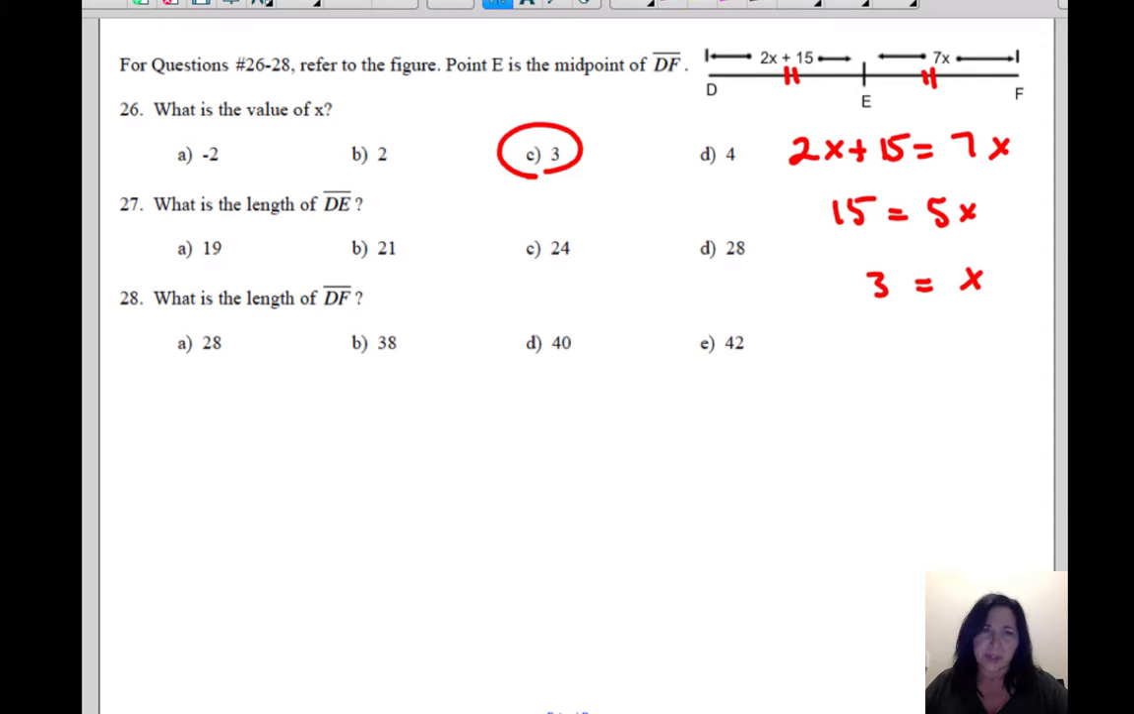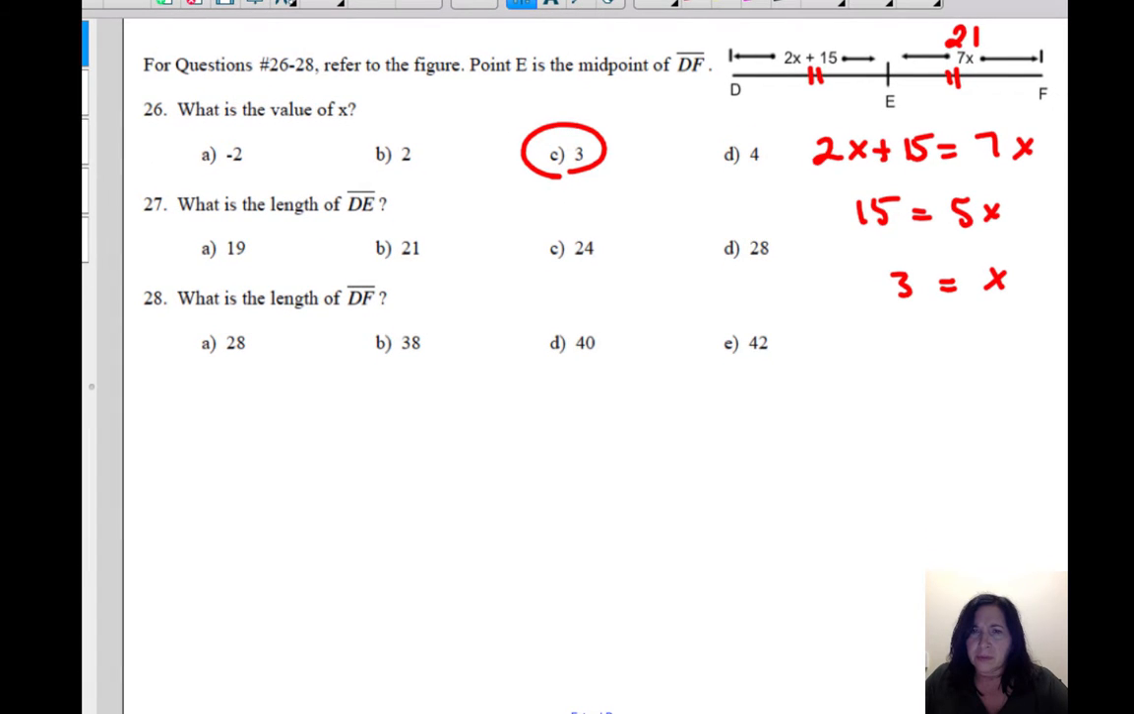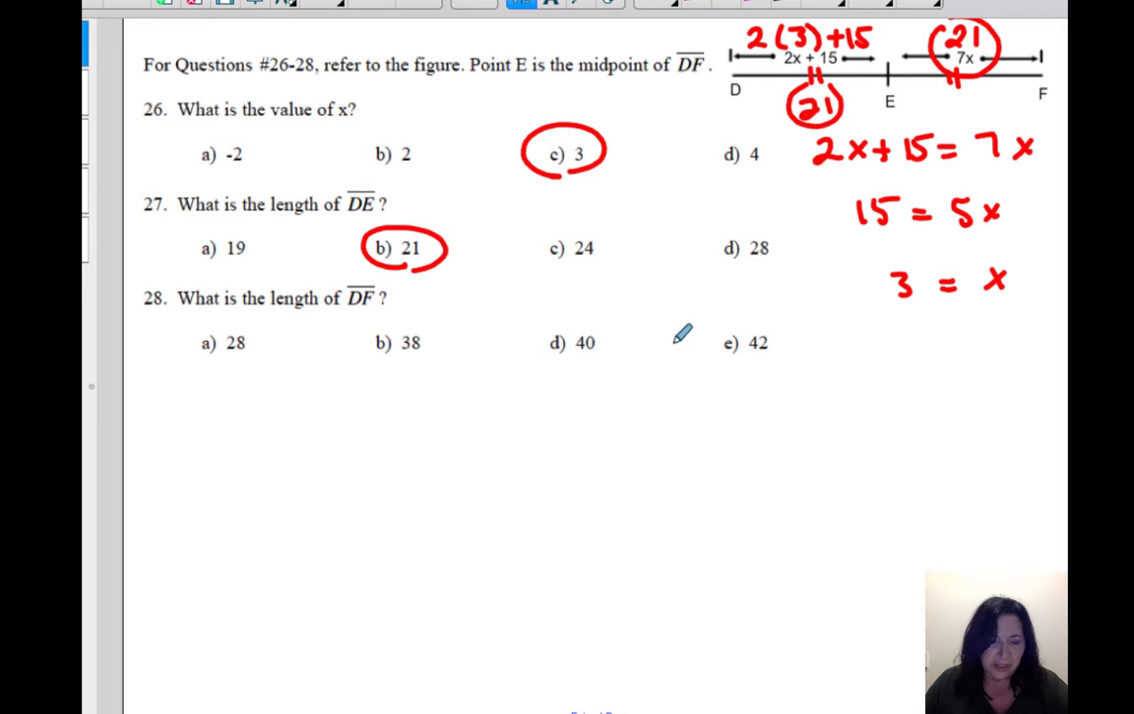The next question says, what's the length of DE, which is this length here? Just a note, it's got to be the same length as EF, because they're the same length, right? So plug it in. It's going to be 21. This side right here is 21. This should also be the same, but just check. 2 times 3 is 6. 6 plus 15, also 21. So DE is 21. The next question said, what's the length of DF? Well, it's just 21 plus 21, and that's going to be 42, which is E.